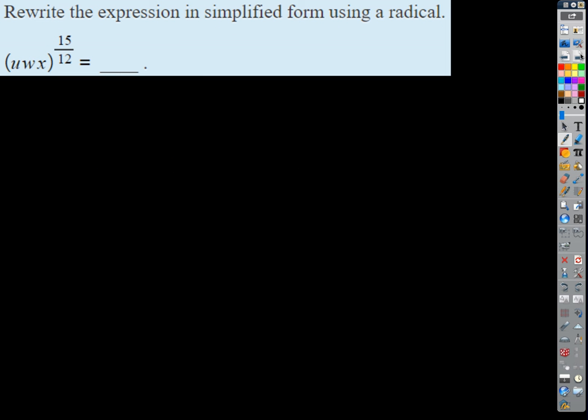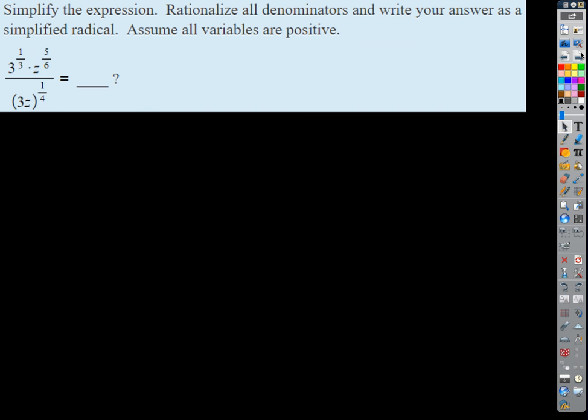Okay, what if I want to write this using a radical? Just reverse it. Well, first of all, 15/12 reduces to what? 5/4, right? To the fifth. And so I could write this as the 4th root, because the 4 is on the bottom, of whatever's inside the power. So if it's a cube root, what would that one become? Quartic root, to the 5th power, right? Okay? Make sense? Okay.